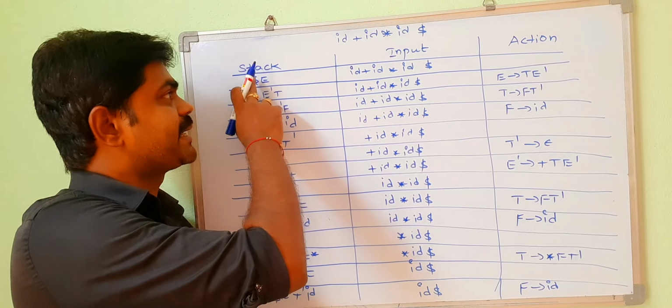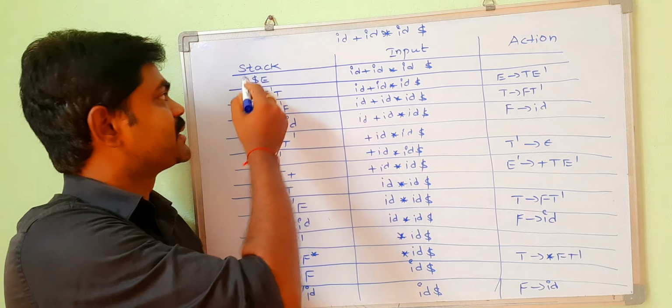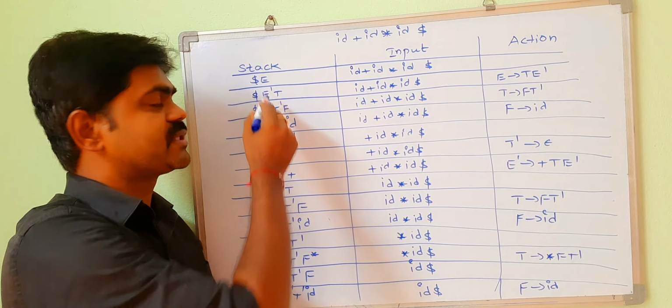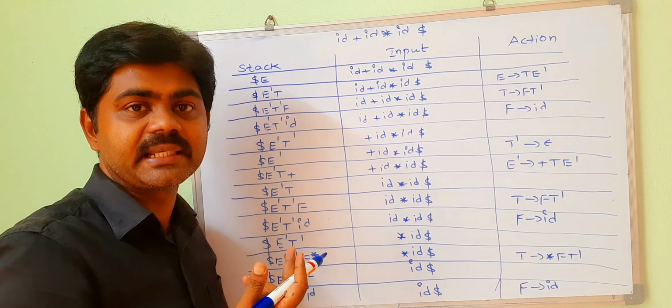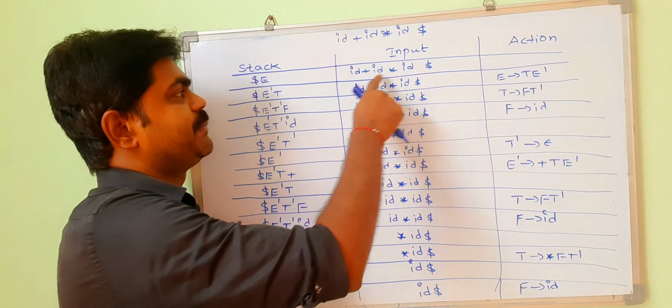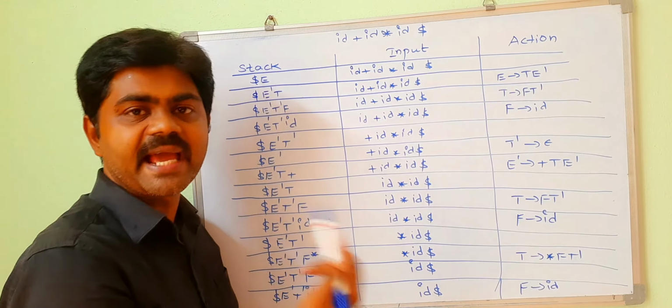So here I am taking stack, input and action. In the stack, first I am taking E, that is our starting symbol, right? In our grammar rules, E is our starting symbol. The input is id plus id into id dollar. We don't have any action here.